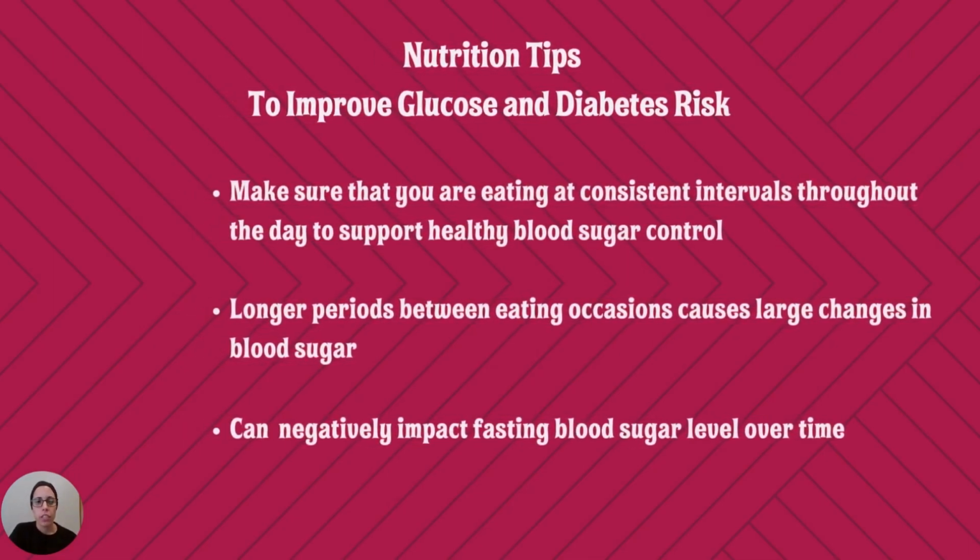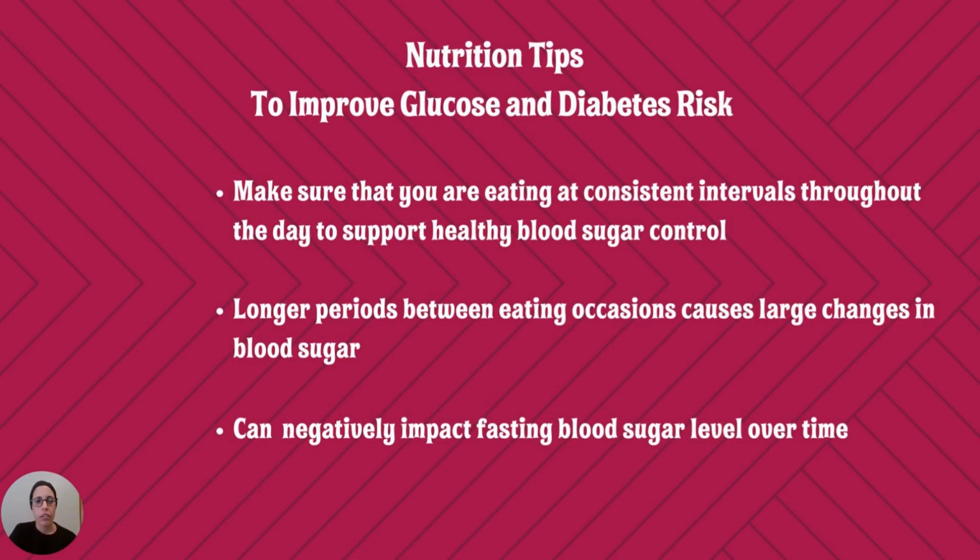And to help improve your blood sugar levels, we also want to make sure that you are eating at consistent intervals throughout the day to support that healthy blood sugar control. Because if you go longer periods between eating occasions, this can cause large changes in your blood sugar, which over time can make that fasting blood sugar level increase and negatively impact that level over time.